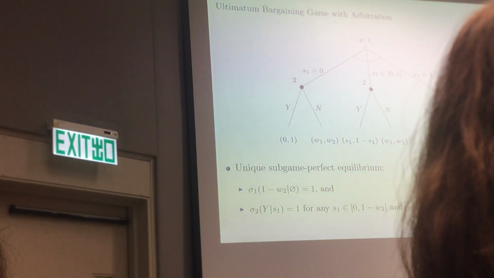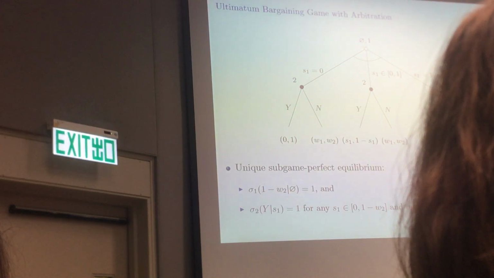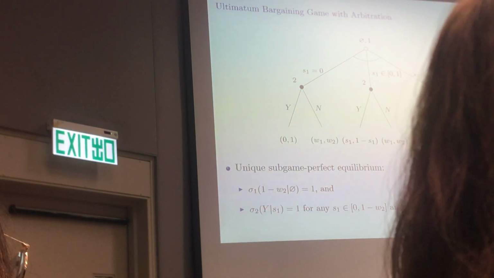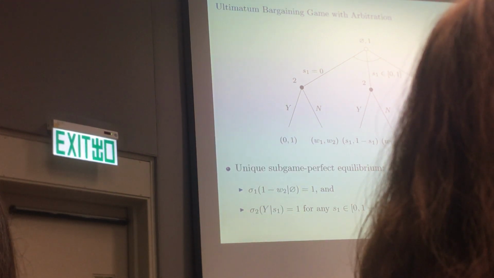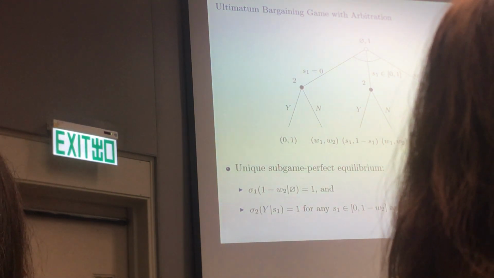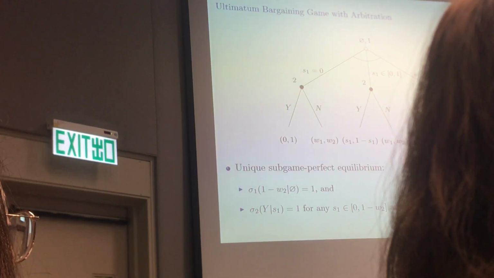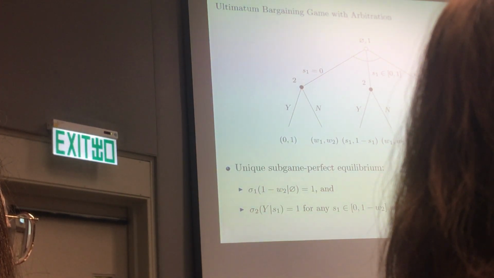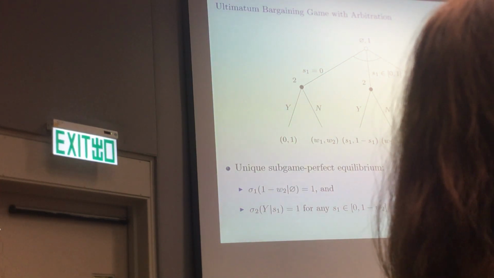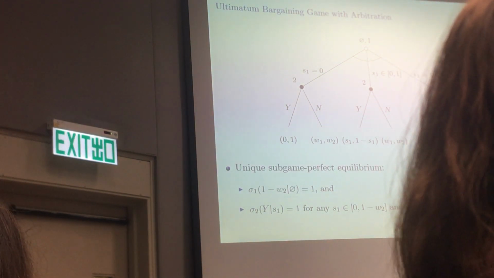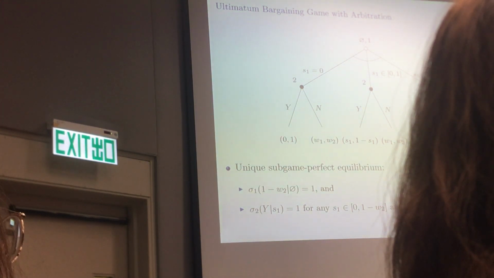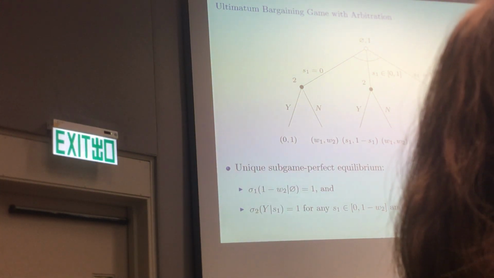Now the next thing, which is really crucial: even though player 2 is indifferent between yes and no if S1 is equal to the threshold, in equilibrium player 2 has to choose yes for sure. Why? Because if player 2 does not choose yes with probability 1, then this point on the graph will be somewhere in the middle between the two points. In that case, player 1 has no best response. This graph has no maximum.